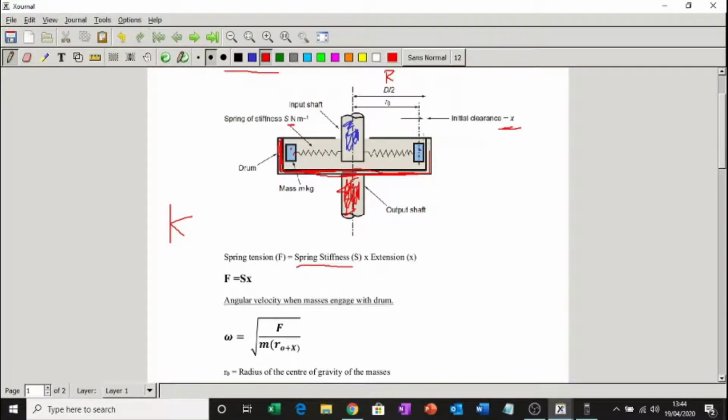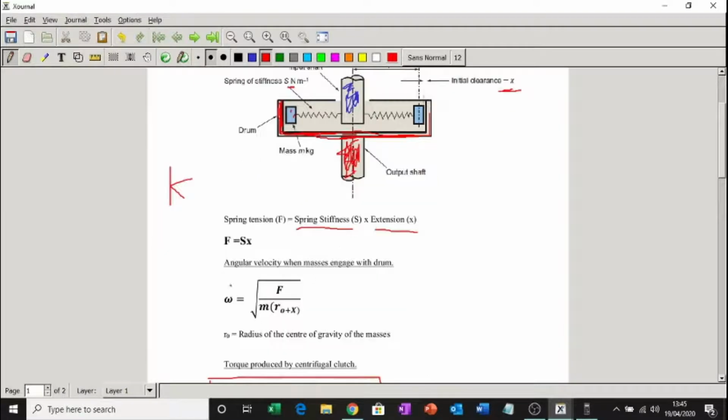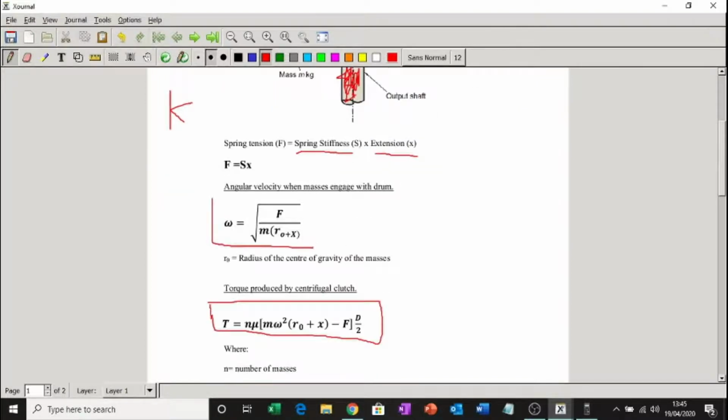Because this mass has got to go out a certain distance to engage with that, which is this extension X. And when it does engage, it starts to spin this output shaft. So we can work out as well the angular velocity when the mass is engaged with the drum, because you could spin this, and due to the friction and due to the spring stiffness, they won't move. It's only at a certain RPM that they'll be pushed out and engaged, which is this formula here.